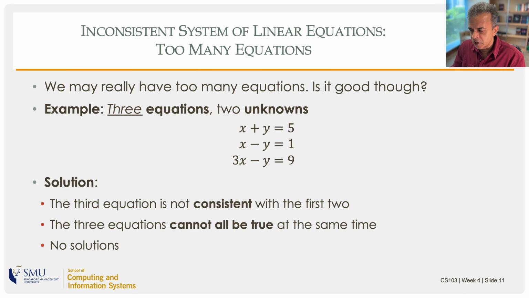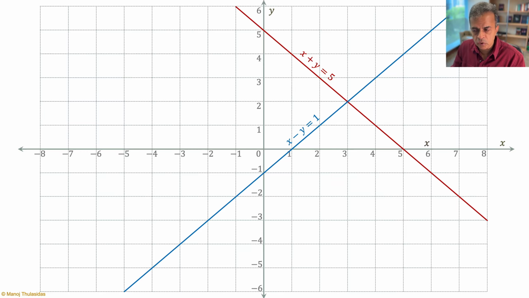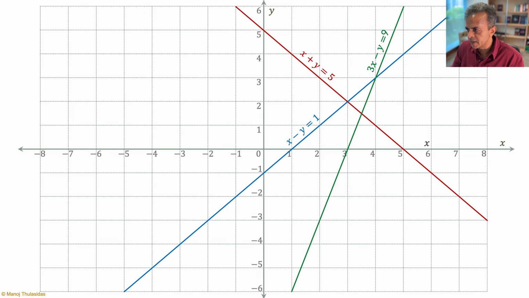And I can give you the punchline right away. There will be no solutions. So the first equation is as before, x plus y equal to 5. Second one, the blue one, x minus y equal to 1. And the green one now, instead of 3x minus y being 7, which went through this point, is offset by some number of units. 3x minus y equal to 9. Now, there's no single point of intersection for these three lines, so there's no solution.